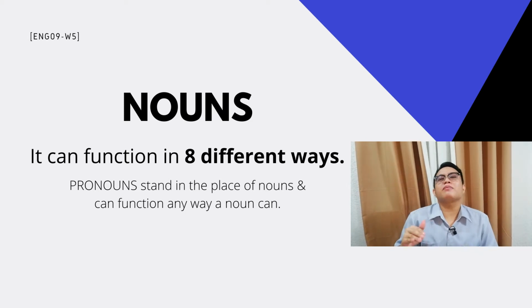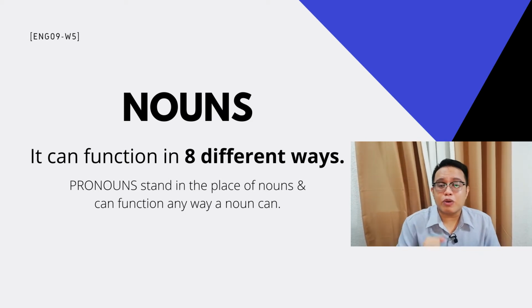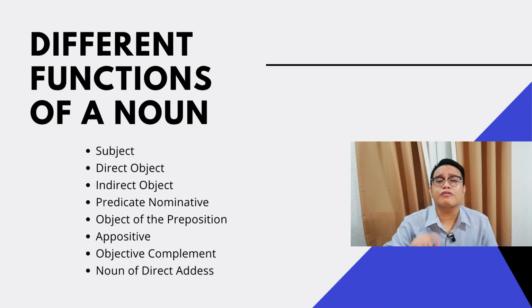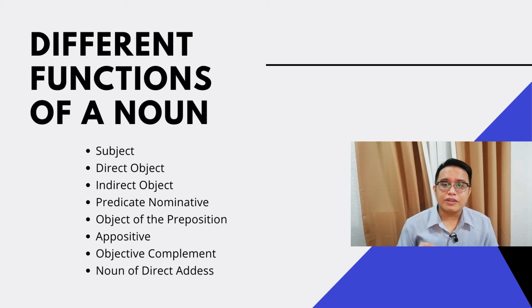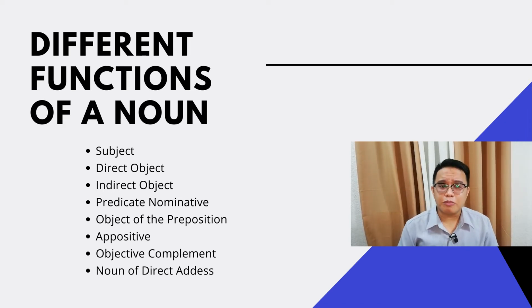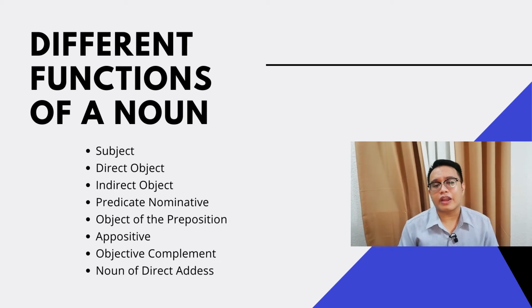So unsad any na mga functions nga barugan sa nouns. Okay? So yes, unsay mga different functions. So here are the different functions of a noun. So we have the subject, the direct object, the indirect object, the predicate nominative, the object of the preposition, the appositive, the objective complement, and the noun of direct address.